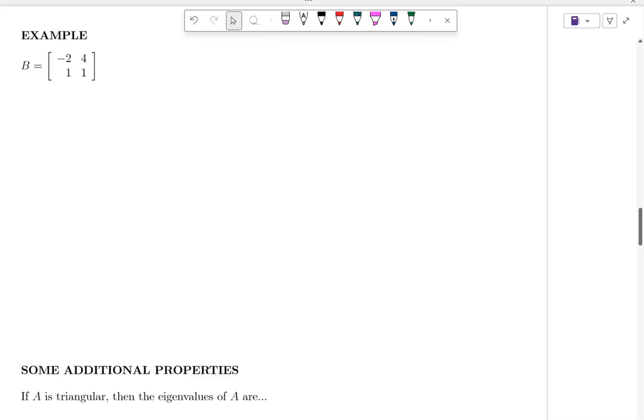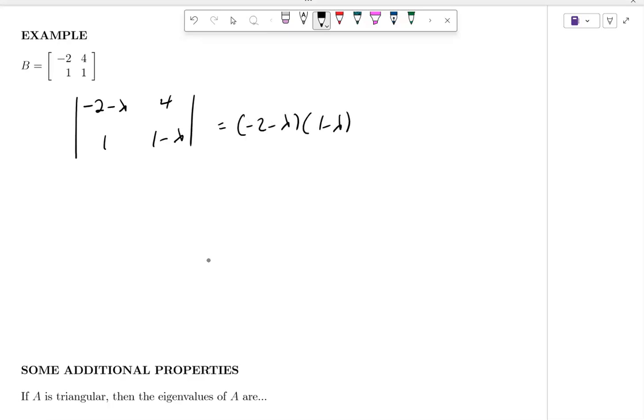First thing we want to do is take the determinant of the matrix and subtract off lambda down the diagonal, right? We'll take the determinant of that matrix. This is a 2 by 2, so that's pretty straightforward, isn't it? We agree? It's pretty straightforward. I would have negative 2 minus lambda, 1 minus lambda, and then minus a 4.